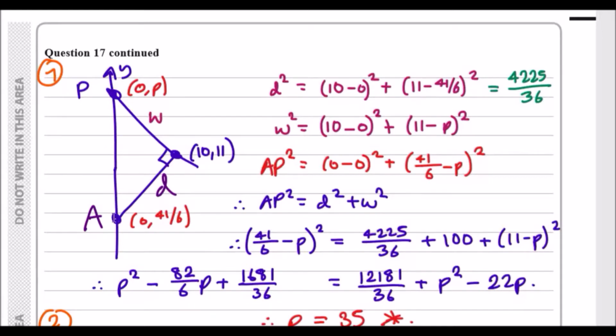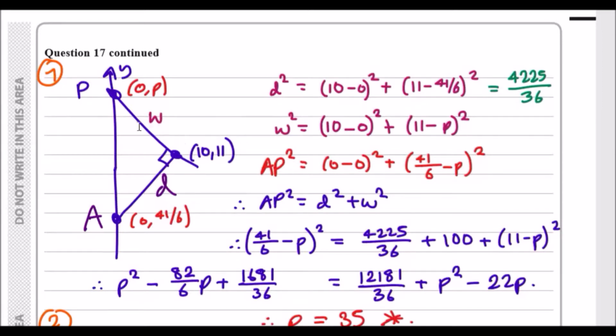So the key idea is to find an expression for D squared plus W squared equals AP squared, which I put over here. So for D squared, you could firstly use the distance formula to find the difference between these two points, which I did over here. So between 10 and 0, 10 minus 0 squared plus 11 minus 41 over 6 squared.